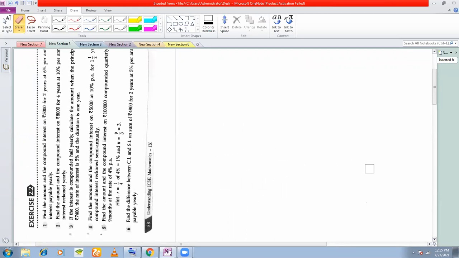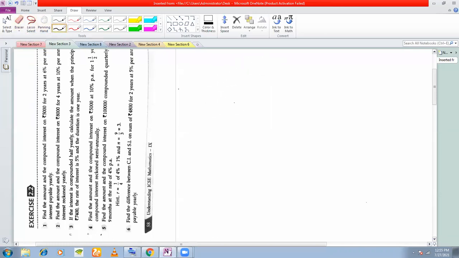Bi-monthly, every 2 months. Then how much should we divide the rate by? Can you tell me? Sir, 6. Why? Because we are dividing the year into how many parts? 6 parts. Right? So therefore the rate must be divided by 6 and the time must be multiplied by 6. Okay, so this is what you should keep in mind.